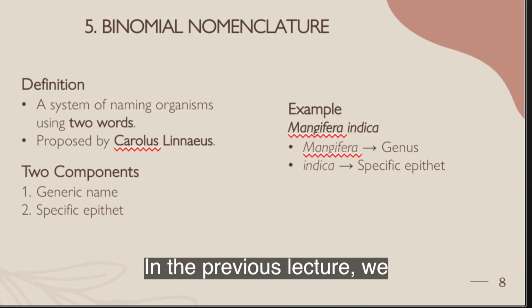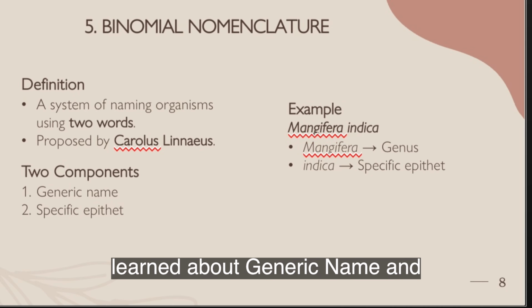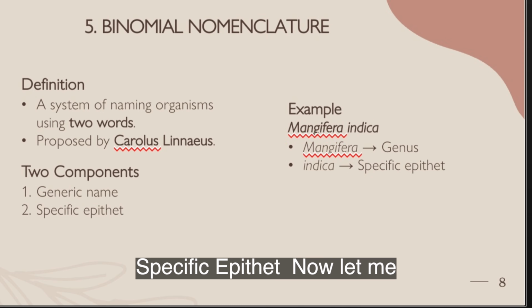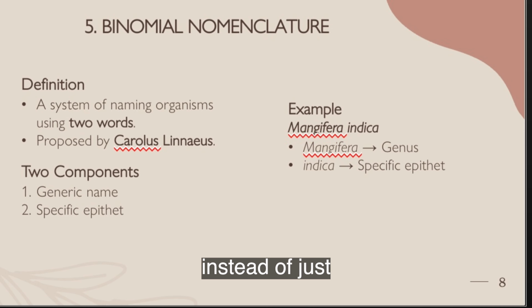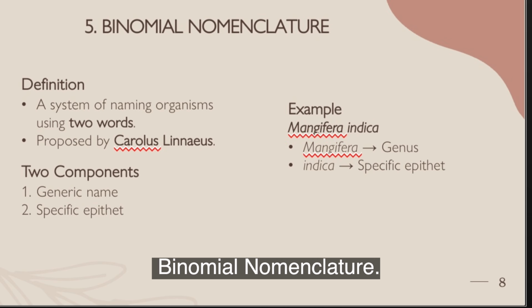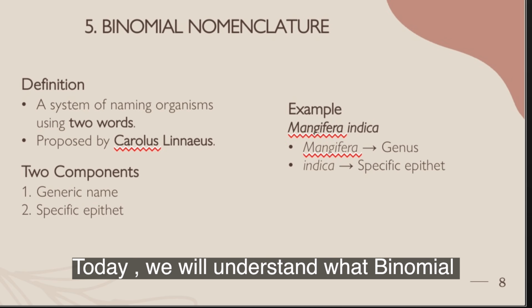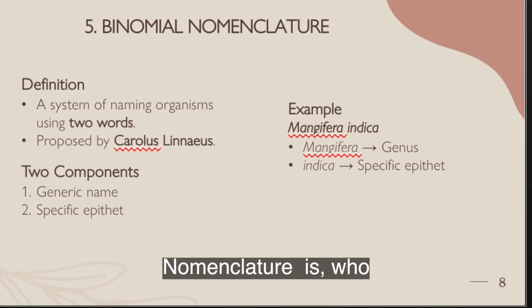In the previous lecture, we learned about generic name and specific epithet. Now let me ask you a question. Why does every scientific name have two words instead of just one? The answer is binomial nomenclature. Today we will understand what binomial nomenclature is, who introduced it, and the rules of writing scientific names.